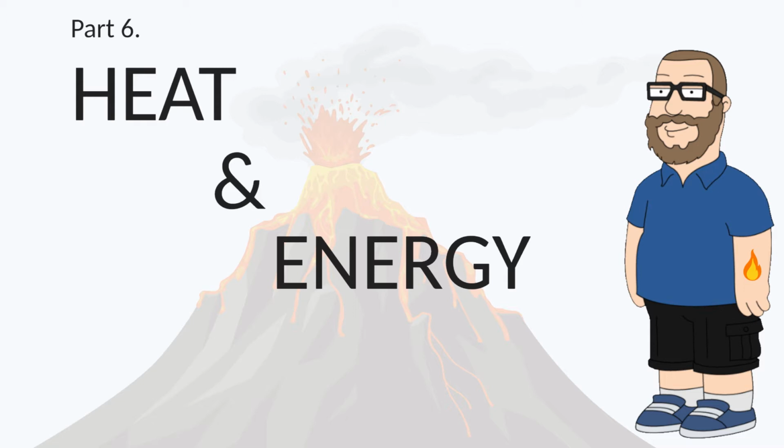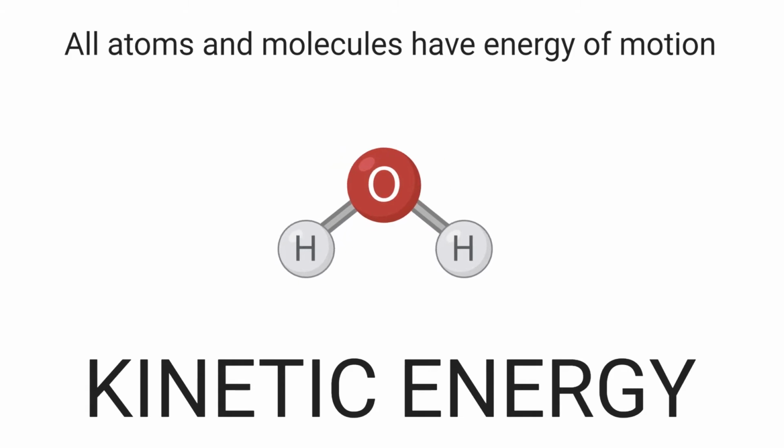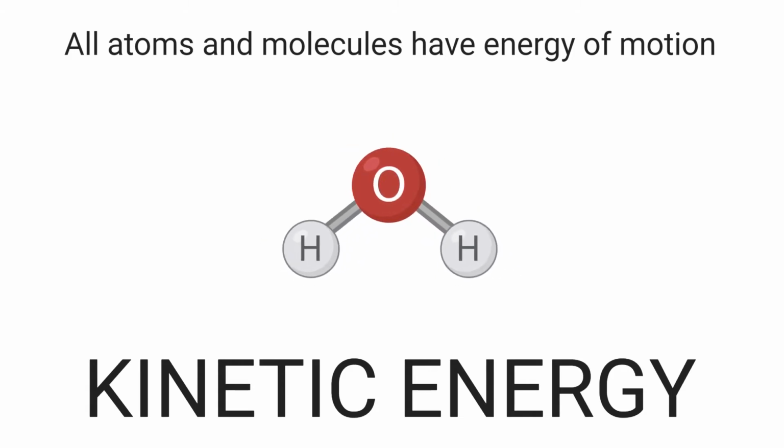Except in the most extreme physics experiments, all atoms and molecules in our universe, and especially here on Earth, are associated with some amount of energy. They jiggle, wiggle, and fly around as a consequence. This energy of motion is called kinetic energy. The more kinetic energy an atom has, the faster it is moving around.